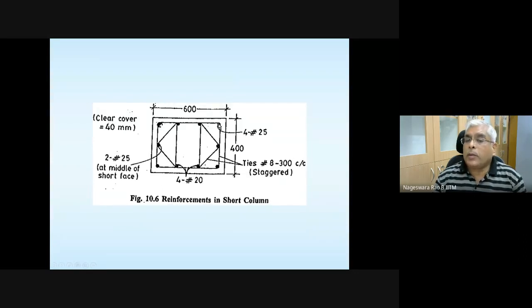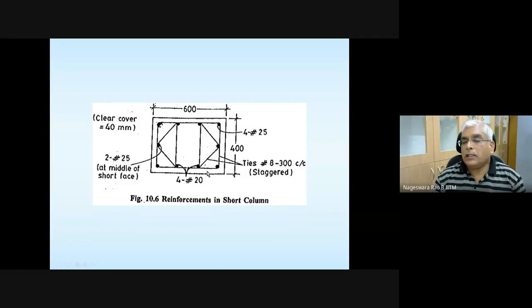4 of the 25 mm bars are placed at the corners, and 2 of the 25 mm diameter bars are placed at the midpoint along the shorter side. Because we need to provide 4 more 20 mm diameter bars, the 4 20 mm diameter bars are placed like this.